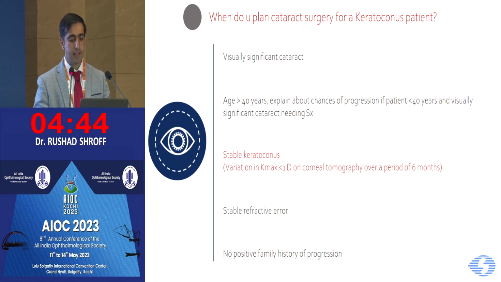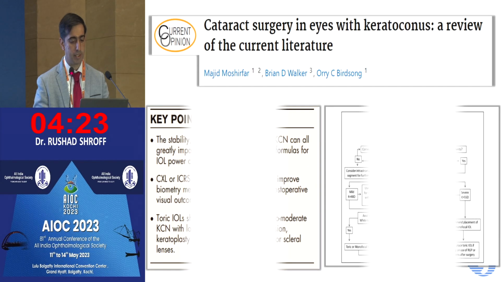So when do you plan a cataract surgery for a keratoconus patient? There should be a visually significant cataract, and it's very important that the keratoconus should be stable. That's important to look at on the tomography. Look at Kmax values: they should not deviate more than 1 diopter over a 6-month period. There should also be a relatively stable refractive error and no history of progression at that point in time.